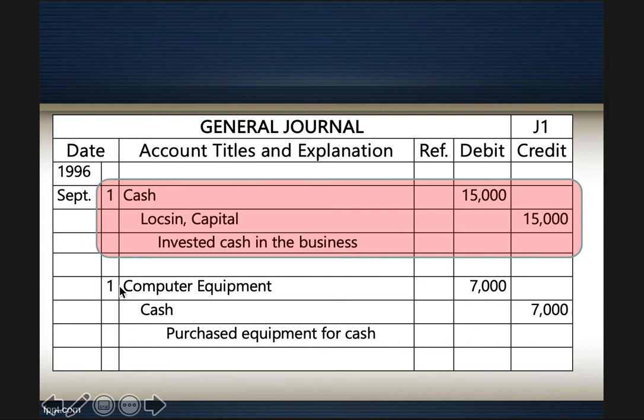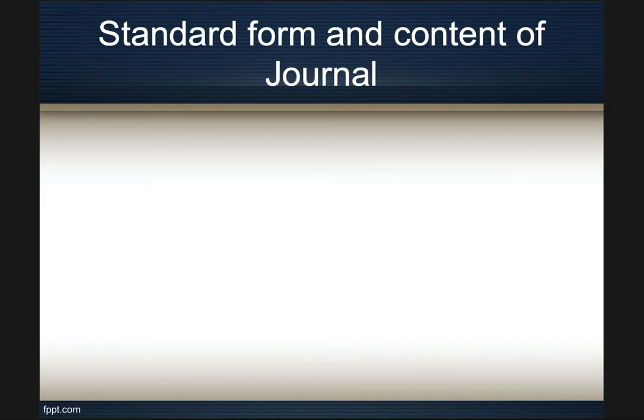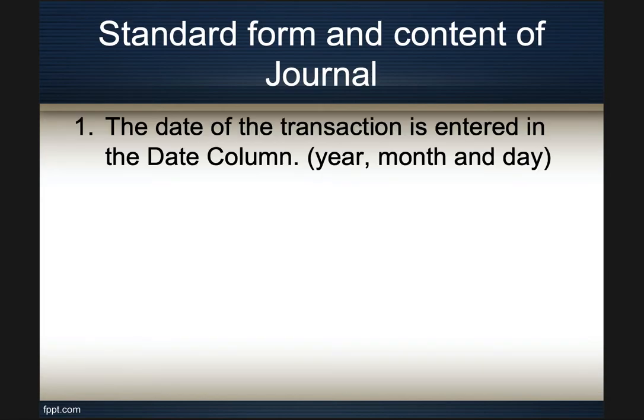So you have computer equipment debit 7,000, and you have cash decreased, so you have to credit it, and your explanation. So this is for our second transaction. And take note, the purpose of having that space in between is to know that these transactions are different. So you have already seen how a journal looks like, but let me emphasize the standard form and content of a journal.